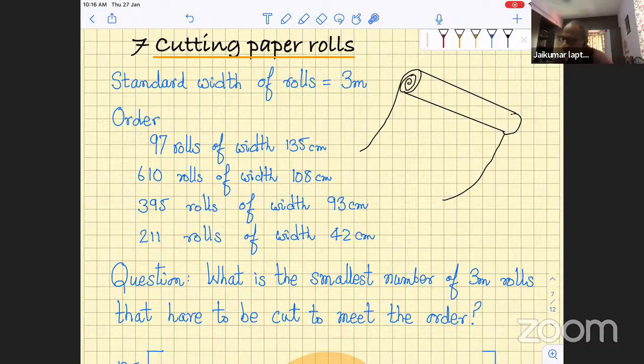So you take the first roll, cut it at a certain number of places. Then you take the second roll, cut it at some other places. But in the end, you should have 97 rolls of 135 centimeters, 610 rolls of 108 centimeters, 395 rolls of 93 centimeters, and 211 rolls of 42 centimeters. So this is the problem. And your question is, what is the minimum number of rolls that you need so that out of them you can serve this order?